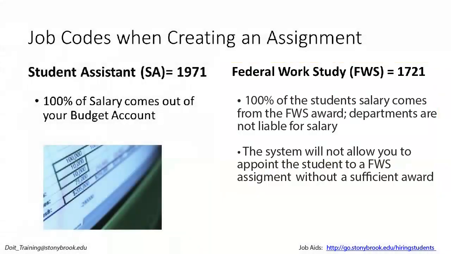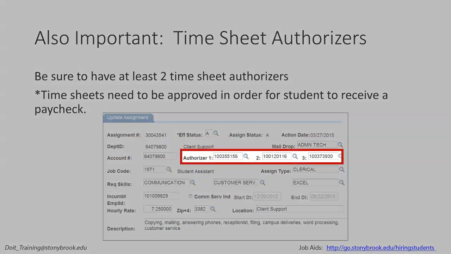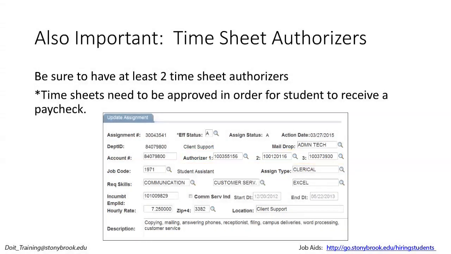Please note that the system will not allow you to appoint a student into a federal work study assignment unless the student has a sufficient financial aid award. Please note that while the system does not restrict it, it is very important to have at least two timesheet authorizers to back each other up in case someone is out. Timesheets need to be approved on schedule in order for the students to receive a paycheck.